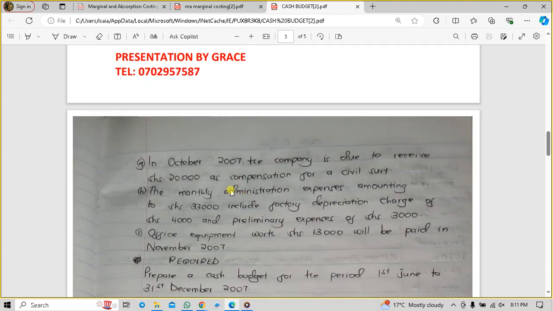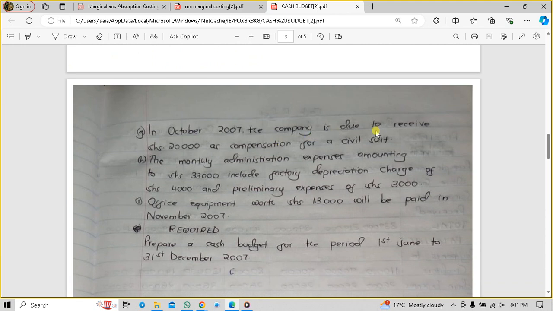Then we still proceed. In October 2007, the company is due to receive 20,000 as compensation for a civil suit. Then the monthly administration expenses amounting to this include factory depreciation charge of 4,000 and preliminary expenses of 3,000. Office equipment worth 13,000 will be paid in November 2007. You are required to prepare a cash budget for the period 1st June to 31st December 2007.